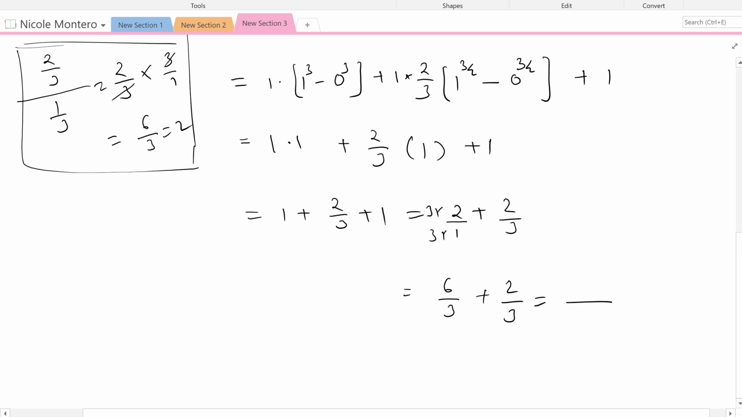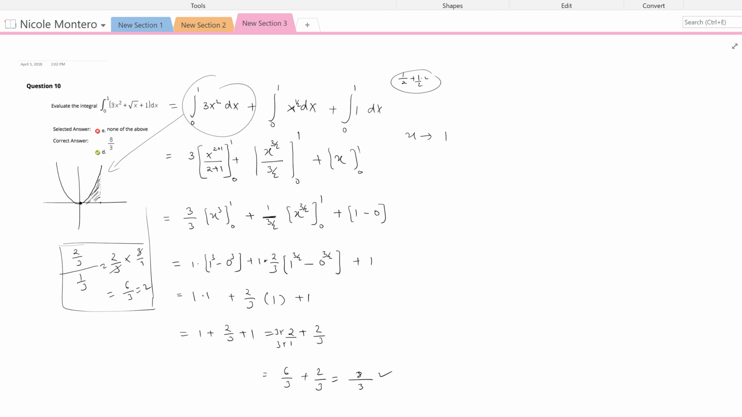Now you have the same denominators. You write it once and add the tops. That's your answer. Okay, those are a lot of steps for that one. Yeah, that's a definite integral, but that's not that difficult. It's just extra steps that you have to perform.